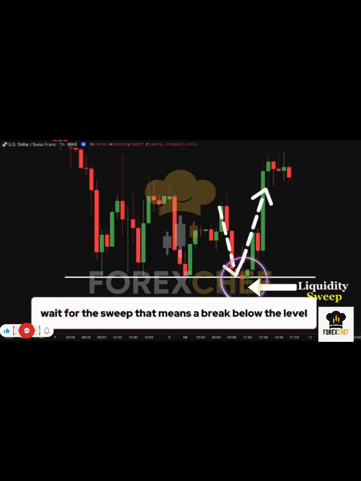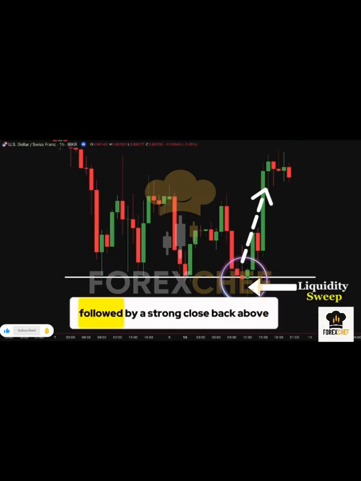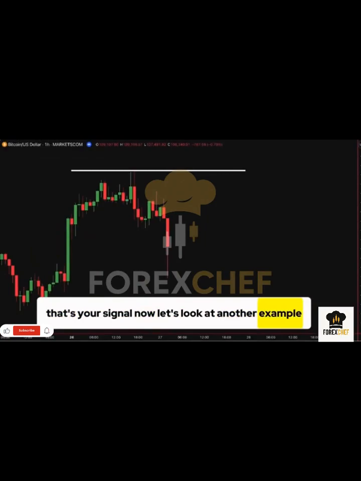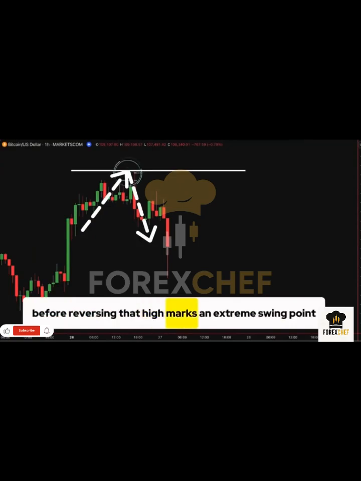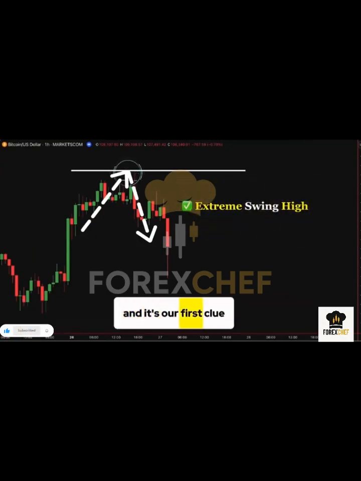Instead, wait for the sweep. That means a break below the level, followed by a strong close back above. That's your signal. Now let's look at another example, this time on Bitcoin versus the US dollar on the hourly chart. Notice how price moves up and hits a clear high before reversing. That high marks an extreme swing point, and it's our first clue that this is a high probability liquidity zone.